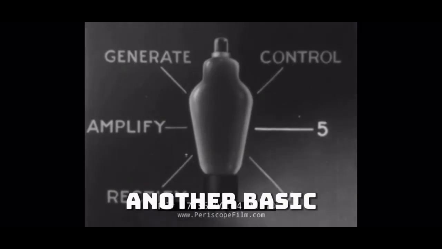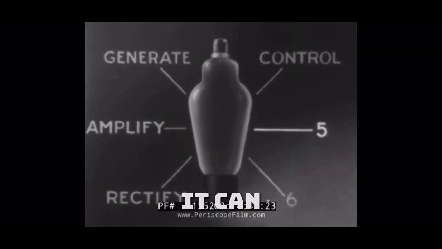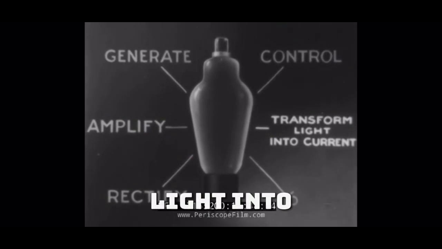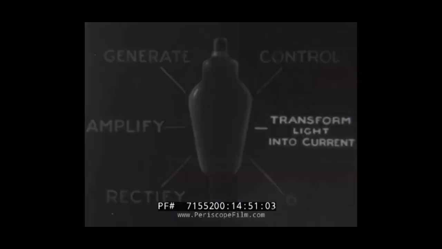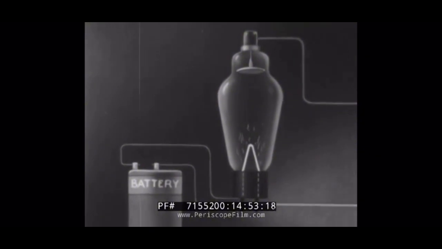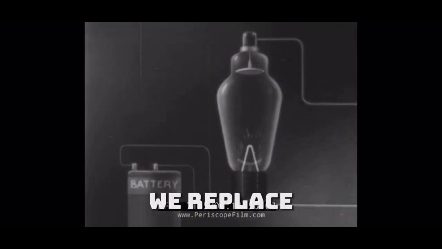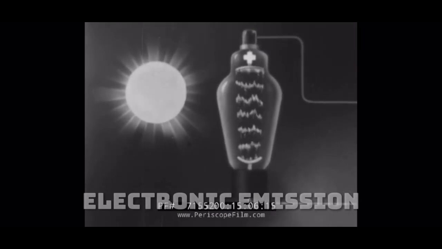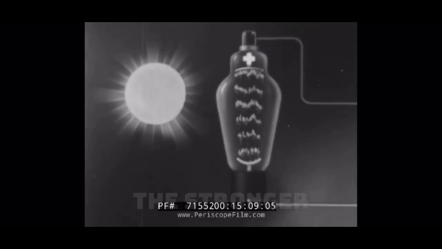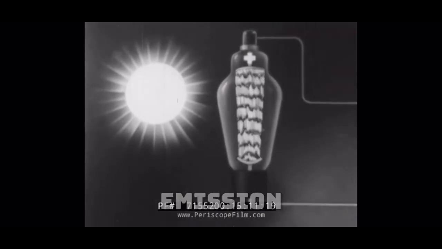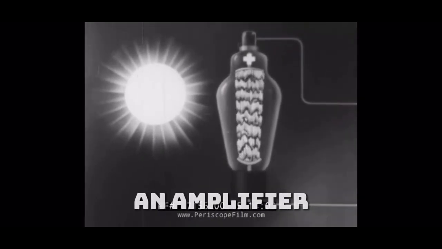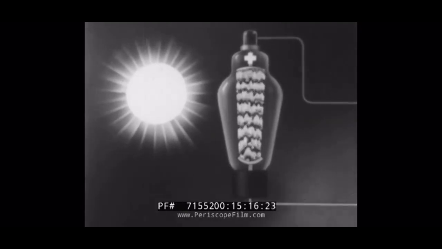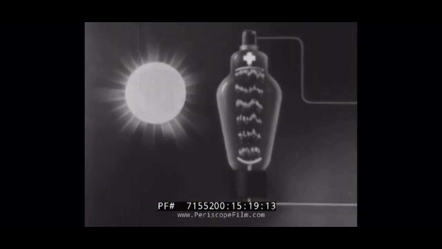Now for still another basic thing that the electronic tube can do. It can also serve as a bridge to transform light into electric current. Here's how. We replace the ordinary heat-activated cathode of a 2-element electronic tube with one made of photosensitive material. Light can now replace heat as the stimulator of electronic emission. The stronger the light, the greater the electronic emission, and consequently, with the aid of an amplifier, the more power flowing through the work circuit.